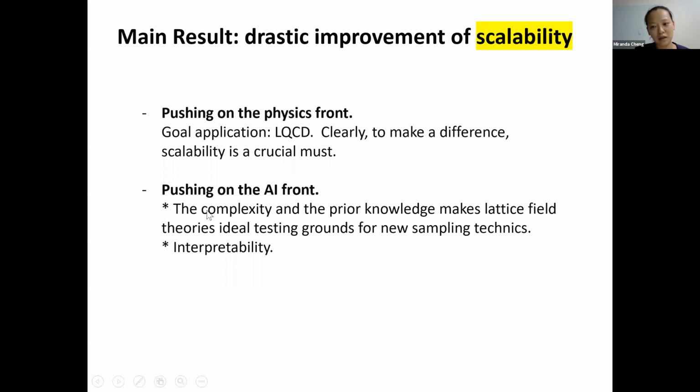And then the second front, pushing on the AI front. Why are people in AI also interested in physics problems? Well, the complexity of the lattice field theories and the prior knowledge we already have as physicists or as humans on these theories make them ideal testing grounds for new sampling techniques. And also on physical systems, we can hope for more interpretability that is hopefully migratable to other AI scenarios, the interpretability problem. And then I think that's the end of part one.